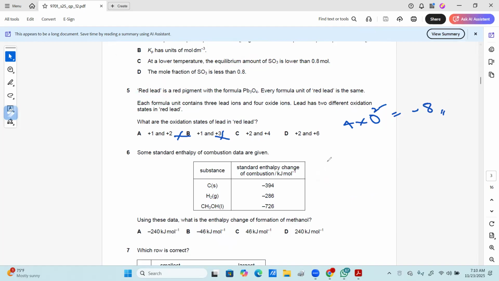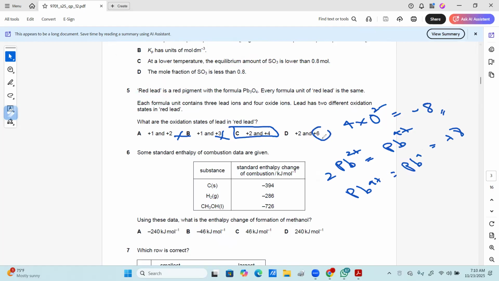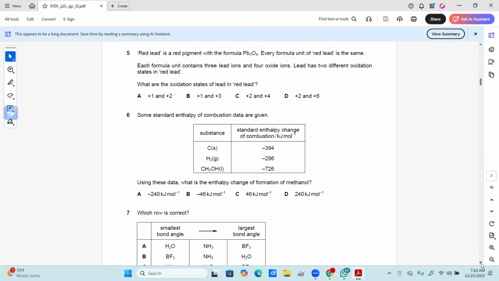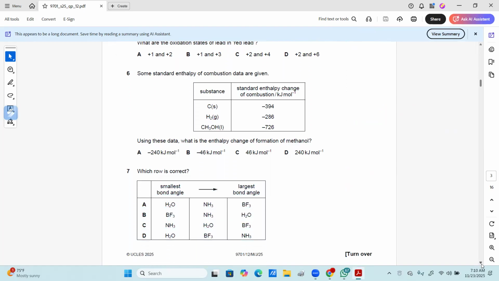Then if you have 2 and 4, if you use 2 Pb, then we get Pb 4+ and 1 Pb 4+. Then altogether we can have +8. So this is the correct combination. It can't have +6 also. So the correct answer is C. It can have, but it is not a stable oxidation number. Then we'll see the sixth one.